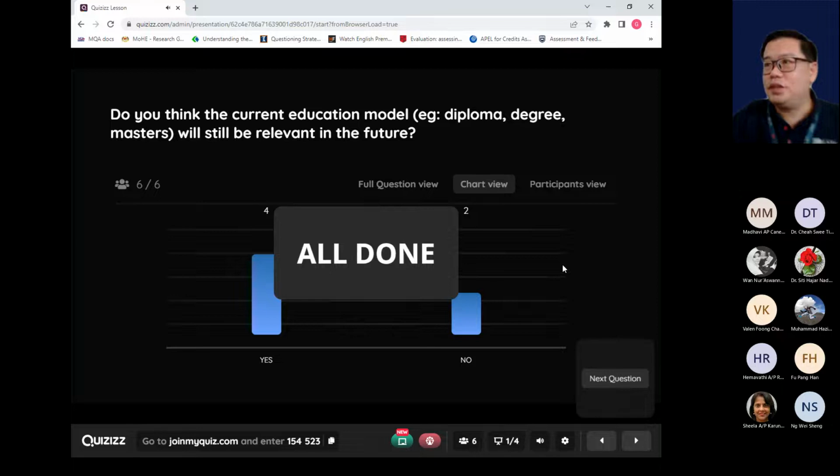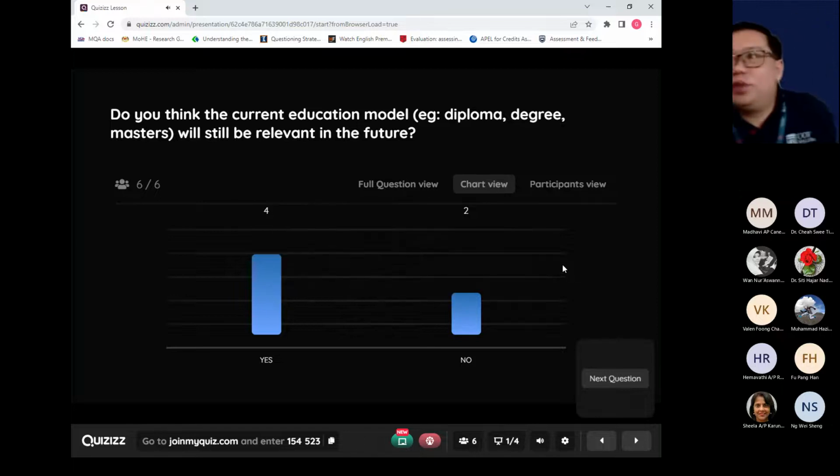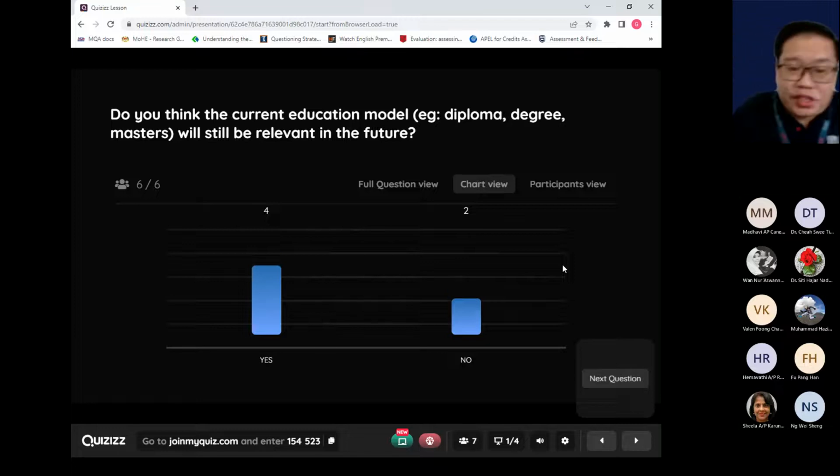Okay. All right, good. So, do you think the current educational model will still be relevant in the future? 66% of you say yes. There are 2 that say no. All right, 33.33% say no. You're not wrong. Later, I'm going to explain what has happened.